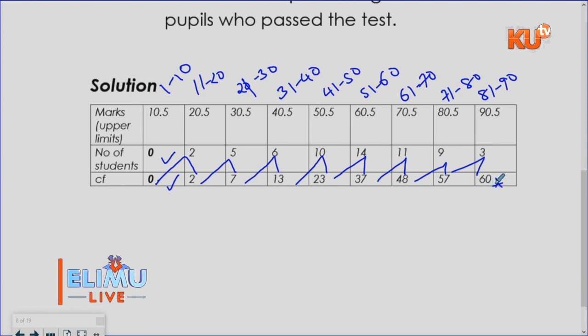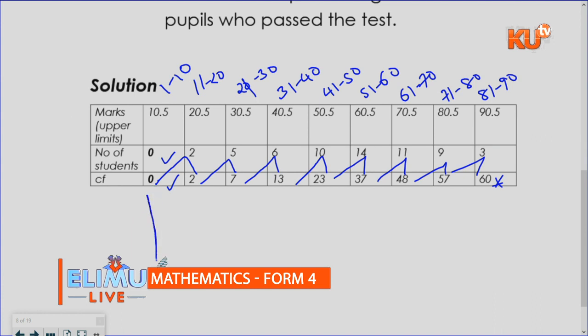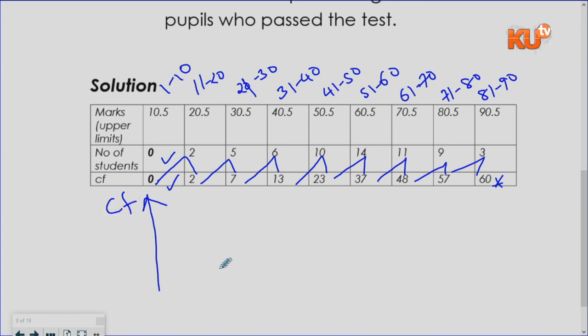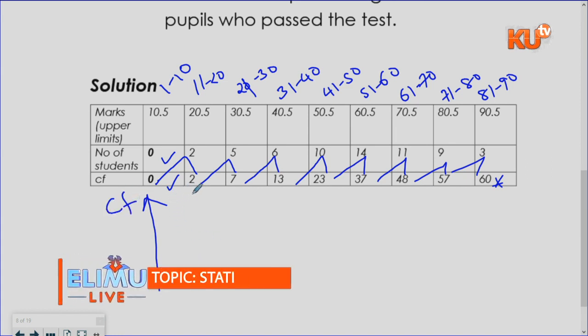If you got 72, then it means you have ghost students. So we were told pupils in that class were how many? 60. So our last value is 60. So what we are going to plot, we shall do this. On this axis, we shall have cumulative frequency. Then on this other axis, because our values start with 20.5, you can break your scale like that, then start at 10.5.